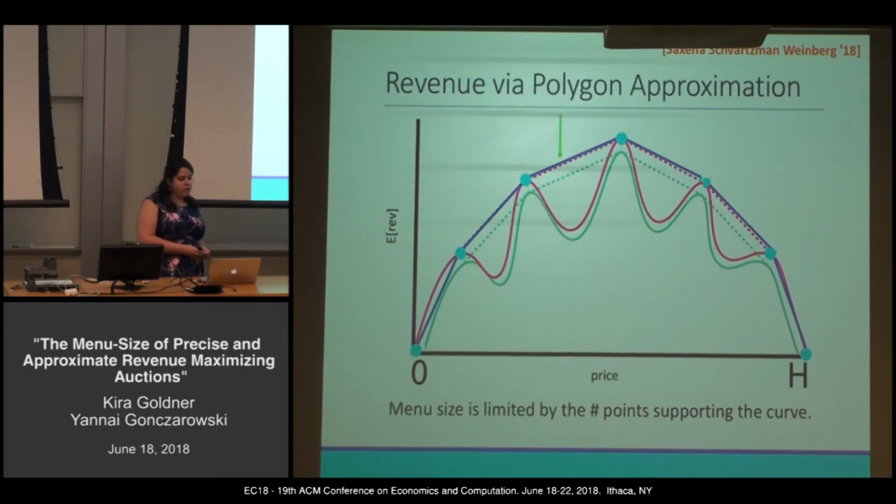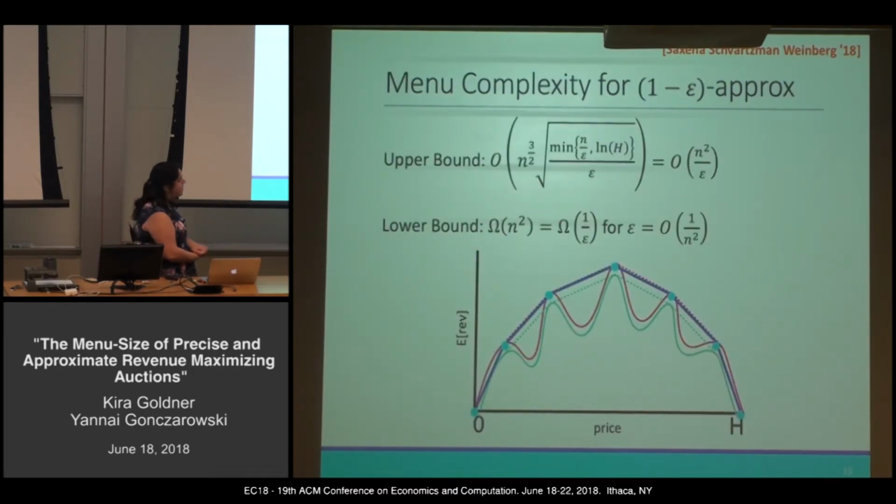Okay, so I'm not really going to go into any greater detail about this paper, but feel free to bug Ariel after the talk. And so the point is that they wind up with an upper bound that is order n squared over epsilon to get a 1 minus epsilon approximation. And they wind up with a lower bound that is order n squared when epsilon is order 1 over n squared.